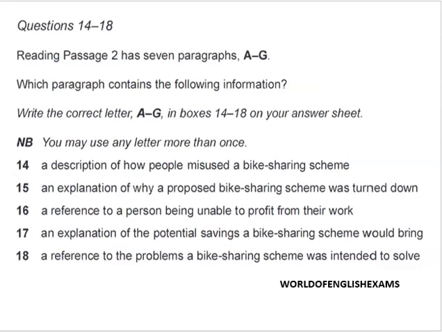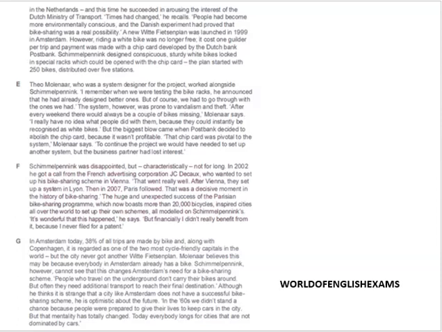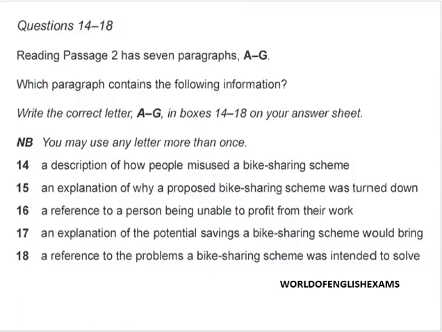which means the paragraphs are alphabetically arranged like A, B, C, D. Then we have E, F, G. So how many paragraphs are there? 7 paragraphs, and from that we need to pick the right one which contains the information discussed in the statements given. Then NB means a single letter will definitely repeat twice.